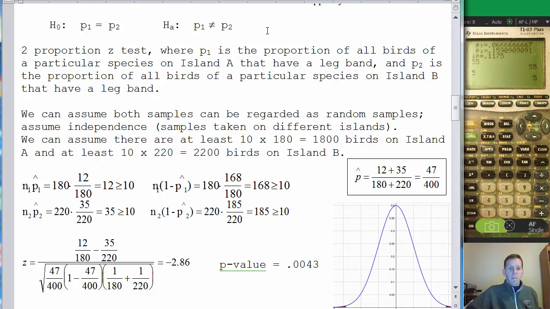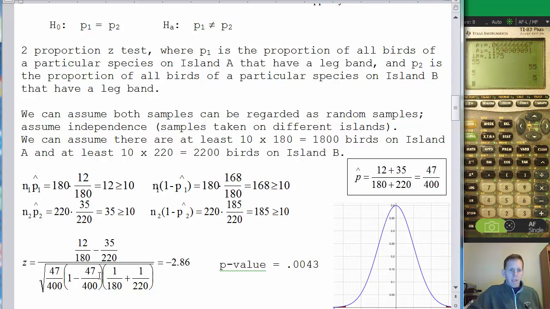We need to talk about independent random samples. It does say random samples in the problem. We can assume independence because the birds are on different islands. We will assume that both populations are at least 10 times the sample sizes. In context, you could say, assume there's at least 10 times 180 equals 1,800 birds on island A, 10 times 220 equals 2,200 birds on island B. Our last condition deals with N1 and P hat 1 and N2 and P hat 2. You'll find in each of these cases we get values that are greater than or equal to 10.